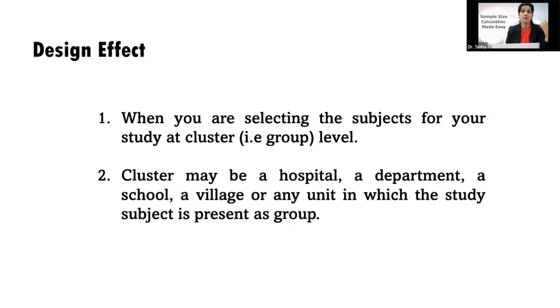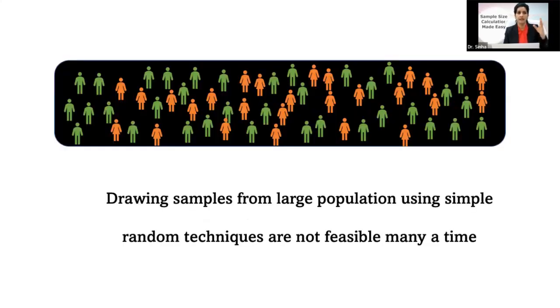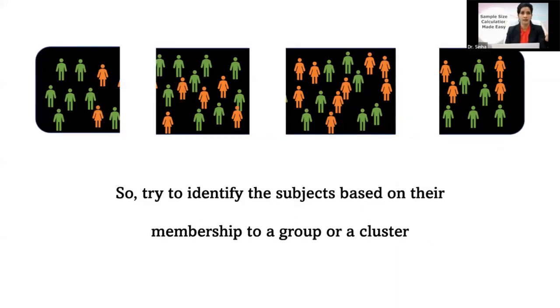That's why we go for cluster sampling, where naturally occurring clusters are there and you can pick individuals from that particular cluster. In that case, you should adjust your sample size using the design effect. Here, you would draw a sample from a very large population using a simple random technique, but that is not possible. So you try to identify the subjects based on membership of a group or cluster. That's why it is usually done as multi-stage sampling.